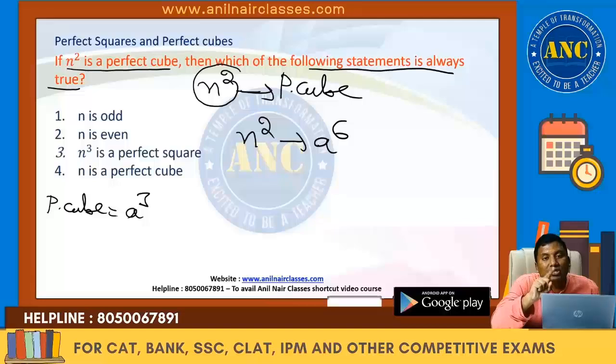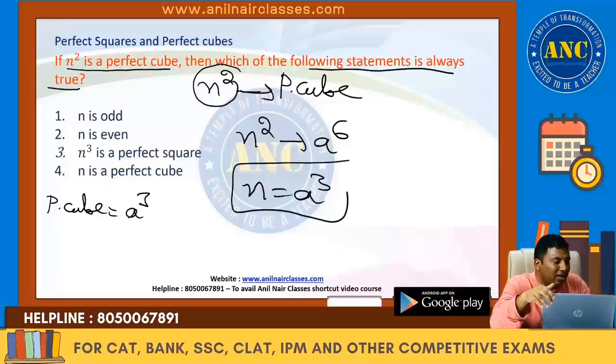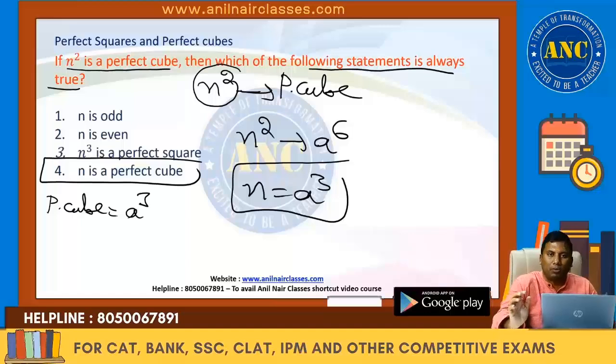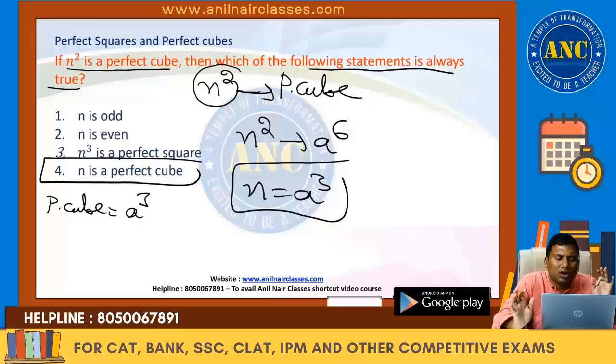So what is the next multiple of 3 which is an even number? A power 6. N will become a cube. If n is a cube, what is the option that is present? N is a perfect cube. With a simple understanding of the definition of a perfect cube, you will get this logic.